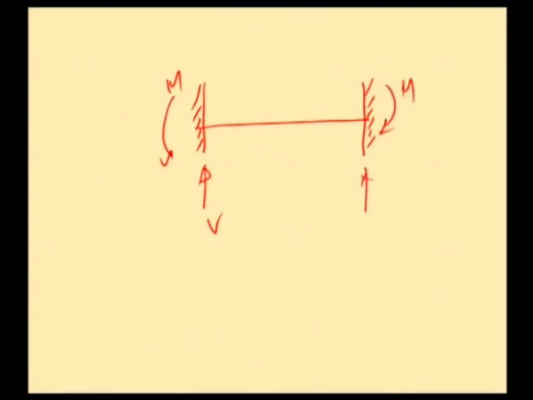So, vertical reaction and the moment as the unknown. Say the unknowns will be, say this is V A and this is V B, and this is M A and M B. They need not be same, sometimes they may be same or they need not be same.